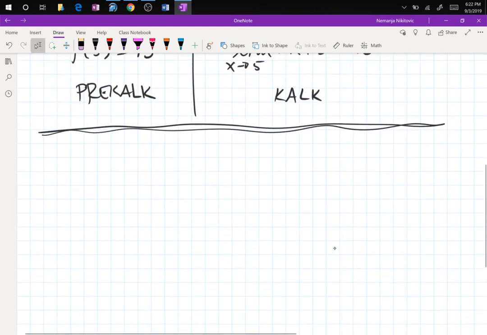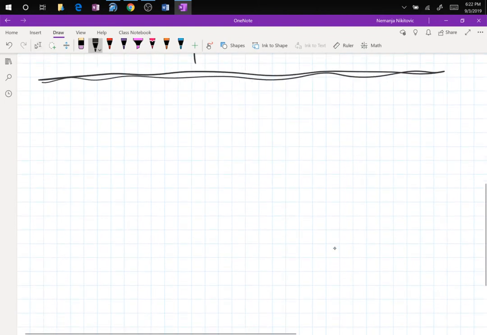Let's take a look at a very simple idea. Over here, a graph.